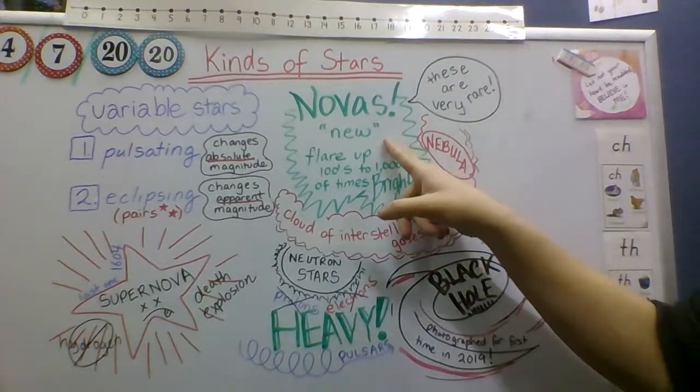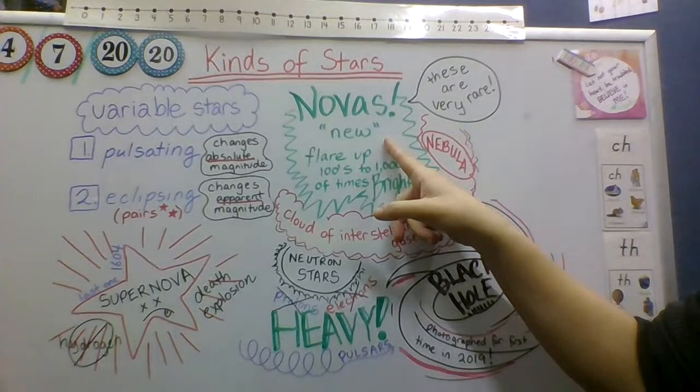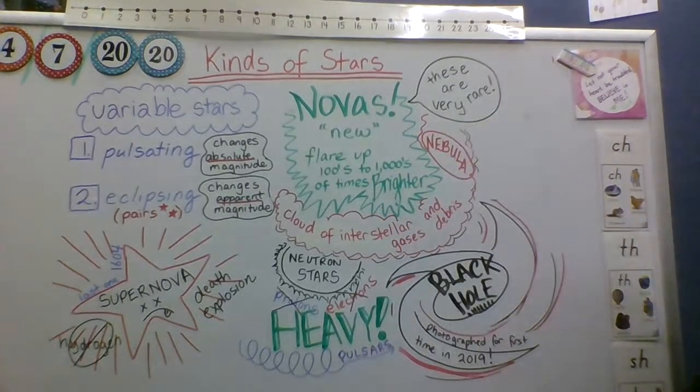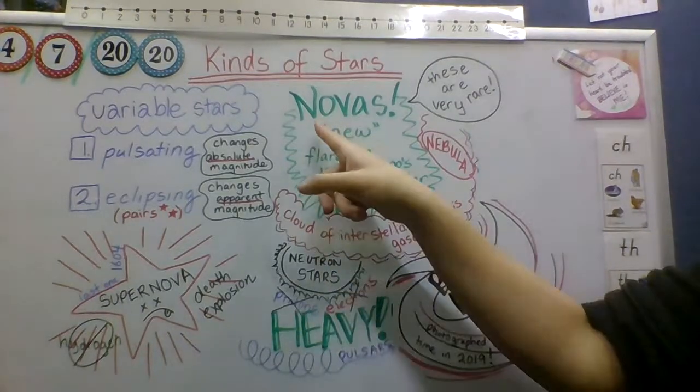Okay. Now, novas are not very common. You see over here, I wrote, these are very rare. So they don't happen very often. In fact, you can't just look up in the sky and be like, oh, totally didn't see a star there yesterday. Look at that brand new bright star. You would need a telescope for sure. And even with telescopes, novas are only spotted a couple of times a year, usually, in our galaxy anyway. So that's what these novas are.